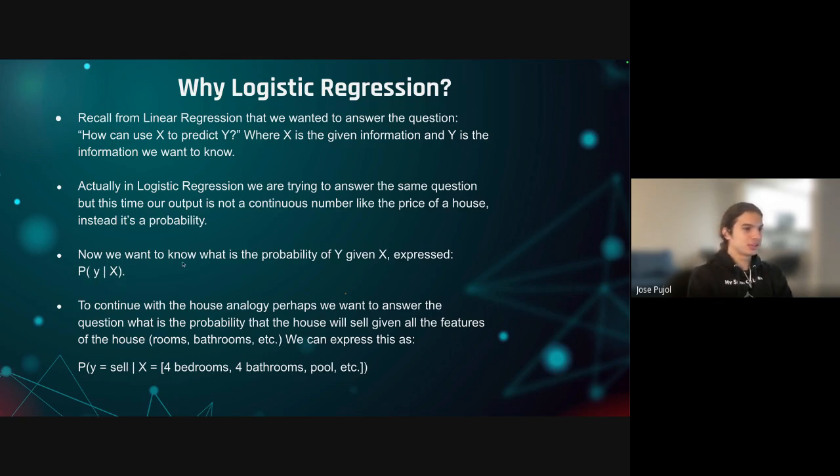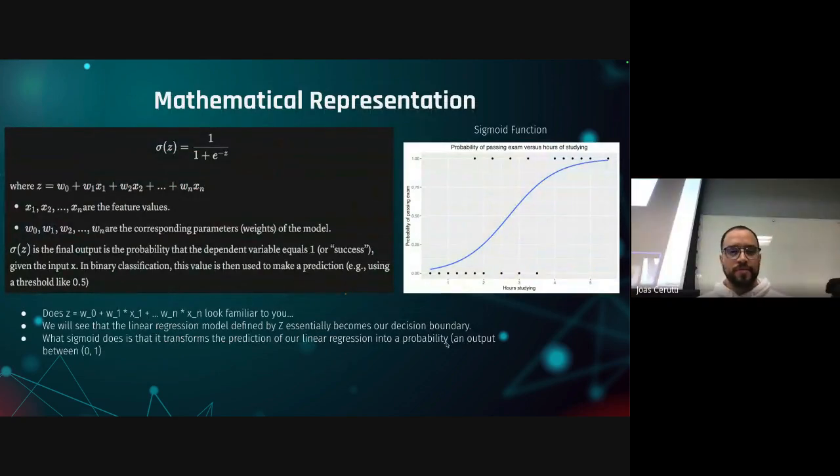To continue with the house analogy, perhaps you want to answer the question, what is the probability that a house will sell given all the features of the house, like the rooms, the bathrooms, etc.? I guess you can express that as P of it's going to sell given that X has these features. Yeah, definitely.